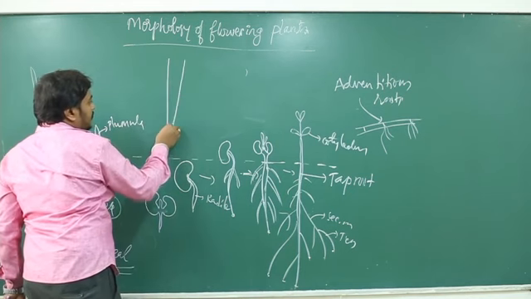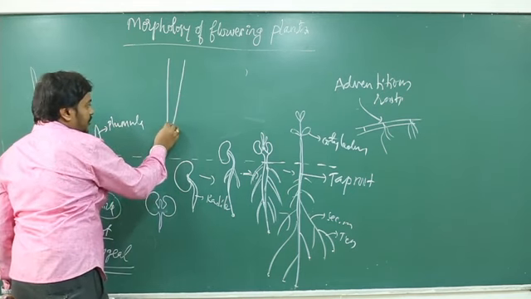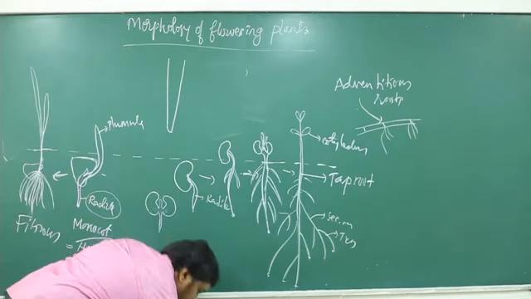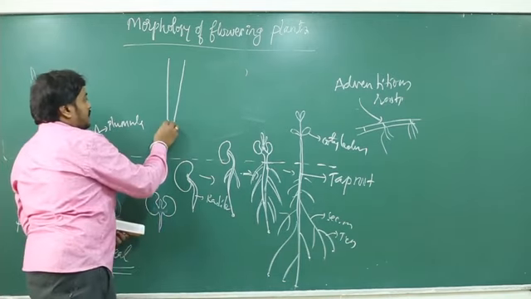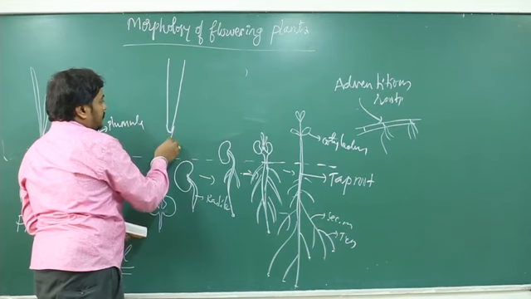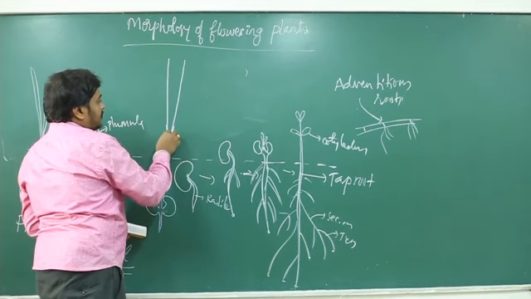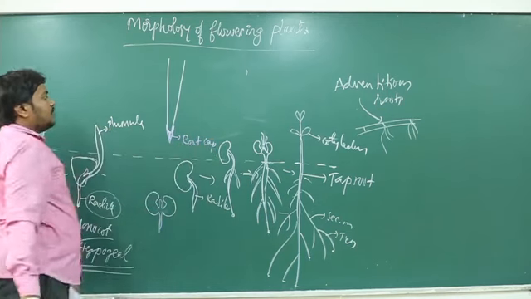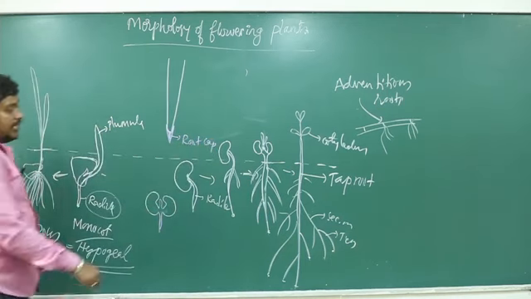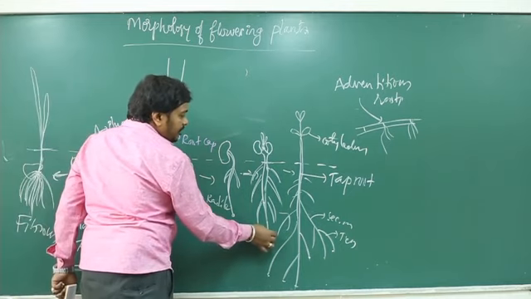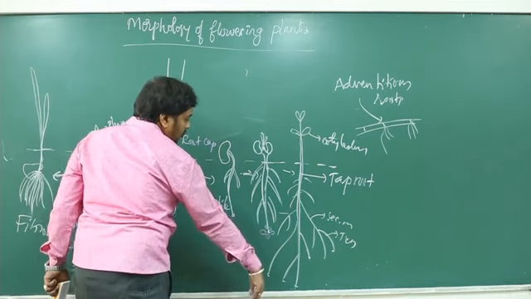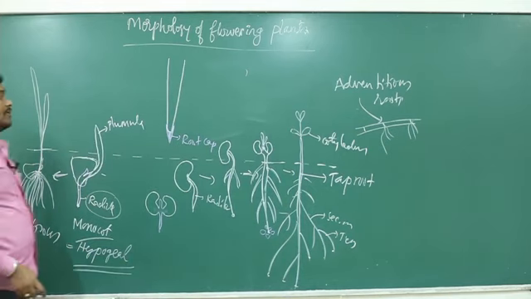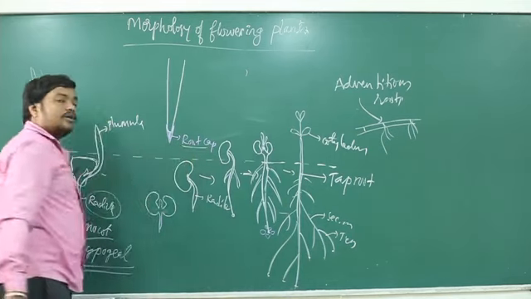In a root, the extreme tip is covered by a protective structure called the root cap. This root cap is essential because roots need to grow in between the soil particles. If it were very smooth, it would get damaged. That's why, for protection, they have a root cap.